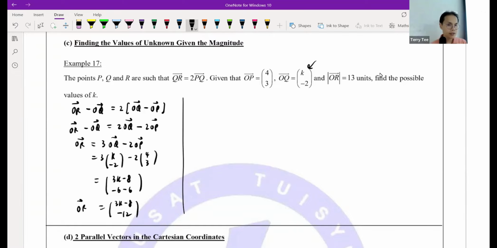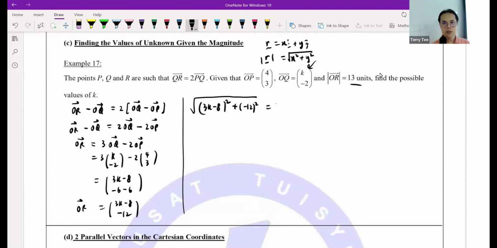You have to find vector OR first. And then it is given that vector OR has magnitude of 13. You're supposed to find possible values of K. Now remember magnitude: if I say vector R is xi plus yj, your magnitude will be the square root of x squared plus y squared. So this will be 3k minus 8 squared plus negative 12 squared, the whole thing square root equals 13.